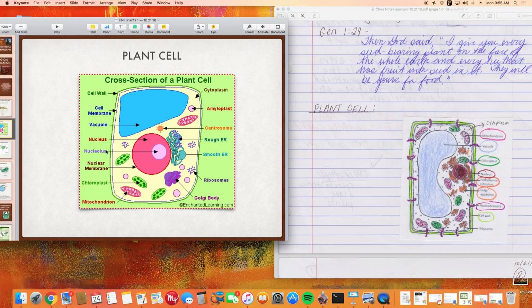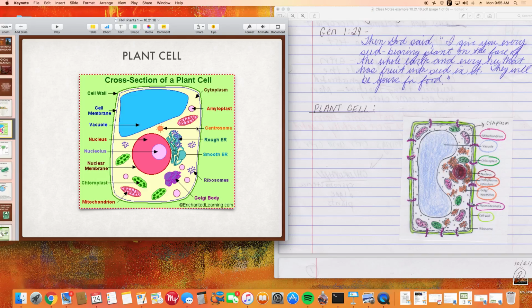So this is a really, really schematic, abstract diagram of what a plant cell looks like. It's easy for you to see. Everything that's here is here, except maybe the amyloplast. That's just a little granule that stores starch. Sometimes potato plants will have a lot of those, okay? Centrosome helps it divide. But basically, that is what a plant cell is.